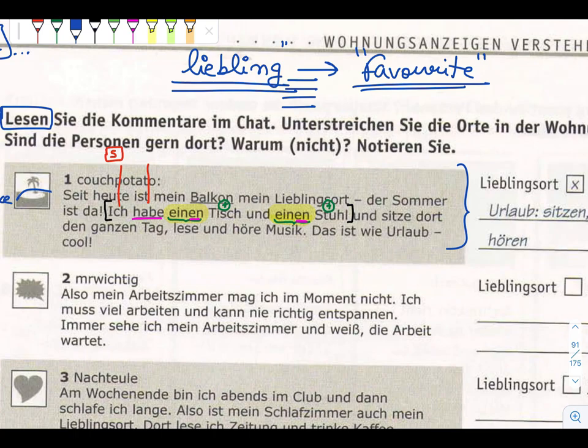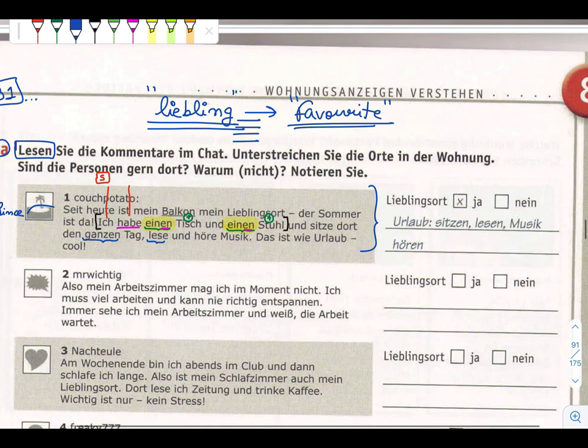So, ich habe einen Tisch und einen Stuhl. Und ich sitze dort den ganzen Tag. Now ganzen means complete, the whole. I sit there the complete day. Lese, again read, und höre Musik, and I hear music. Das ist wie Urlaub, cool. That is like vacation. Urlaub means vacation, and that is cool.